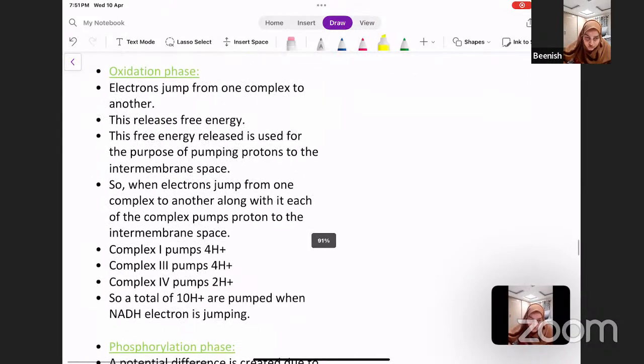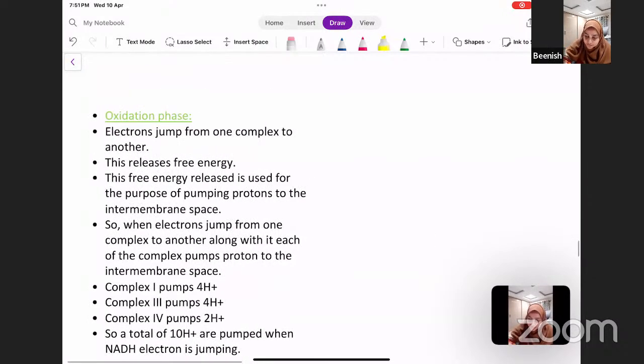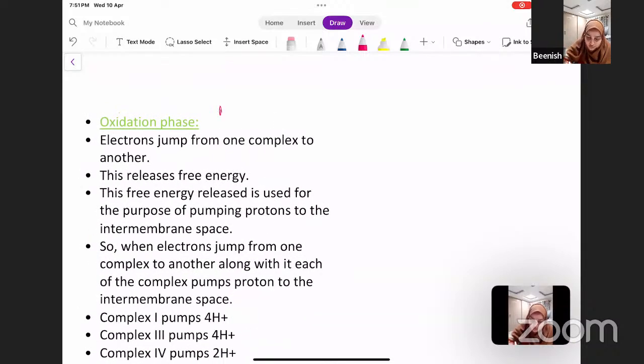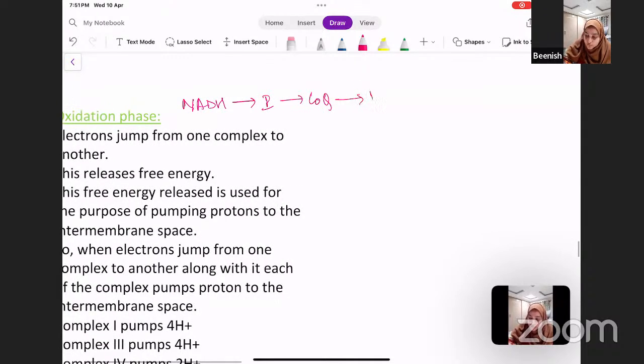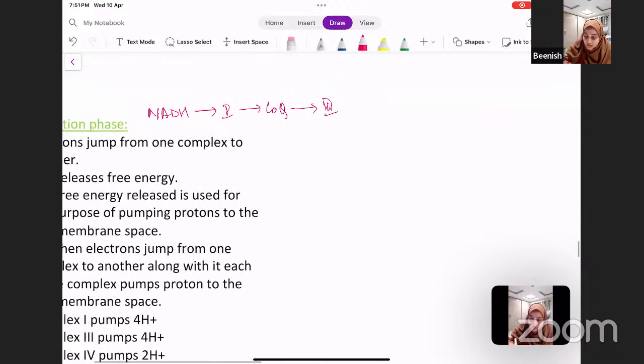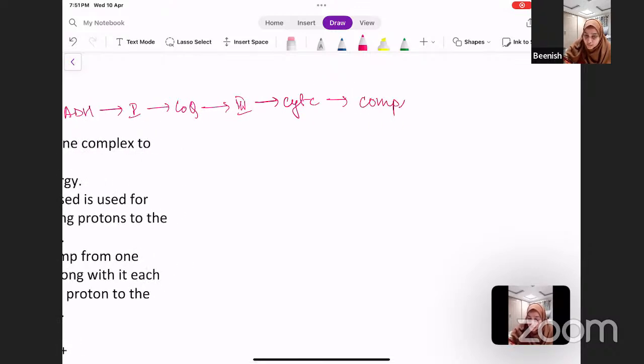So in the oxidation phase, electrons jump from one complex to another. Exactly what we discussed. Okay. For example, if we take the path of NADH electron, NADH will give its electron to complex 1. Then from complex 1, it goes to coenzyme Q. Then from coenzyme Q via complex 3, it is taken up by cytochrome C. And then your cytochrome C gives the electrons to complex 4. And then complex 4 finally gives it to oxygen.